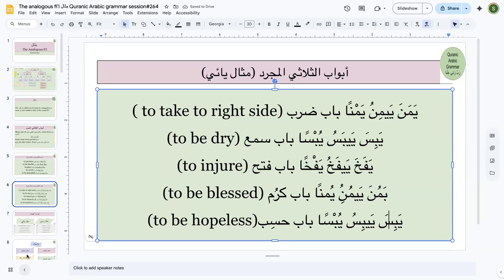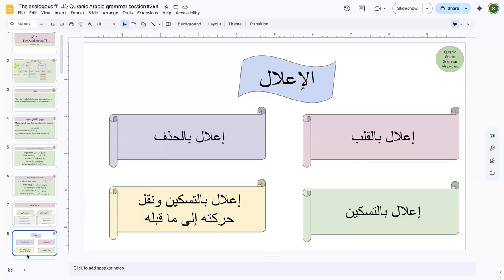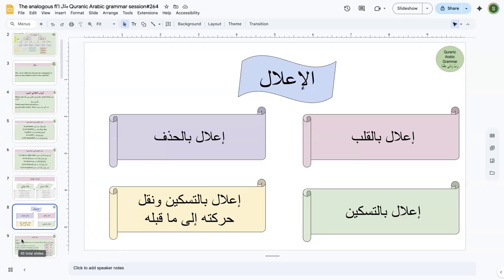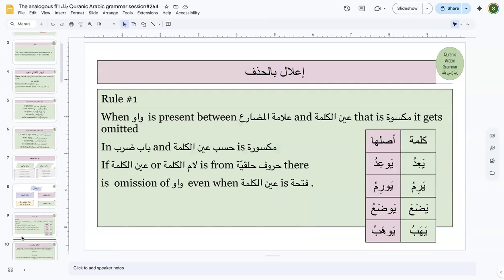Okay? When it comes to Elal, you have learned that Elal is the change that a weak letter undergoes, right? The process or method of a weak letter changing into another weak letter, or a weak letter losing its haraka, or the dropping of the weak letter, all of Elal has to do with the weak letters. You all remember that? And you have covered all four types of Elal with me, right? Elal bil qalb, إعلال بالحذف, إعلال بالتسكين, إعلال بالتسكين ونقل حركته إلى ما قبله. Yeah, that's the correct one.